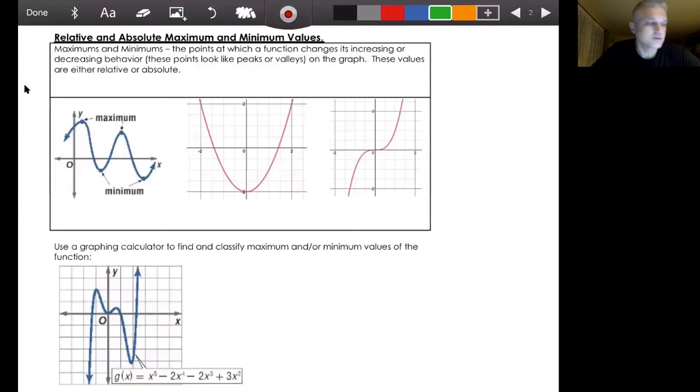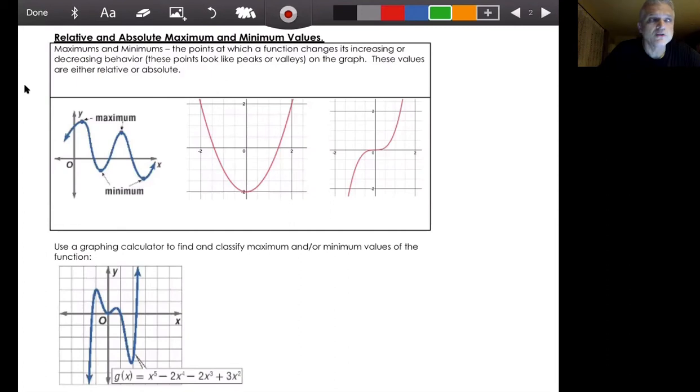So the next topic that we're going to look at is maximum and minimum values, or we'll say maxima and minima for plurals. Relative versus absolute. Okay, relative means in a certain little interval, in a little area. Absolute means for the entire function. If I say something is a relative minimum, that means it's the minimum for a little teeny defined interval.